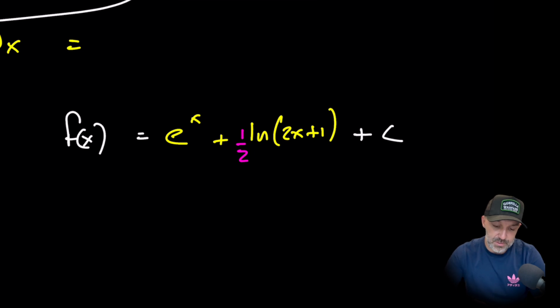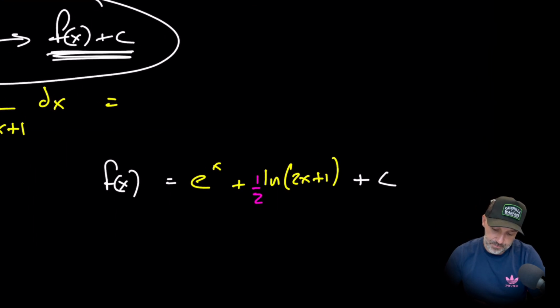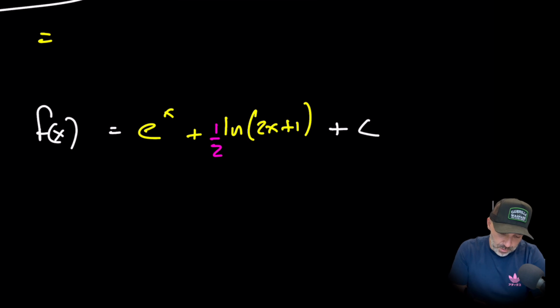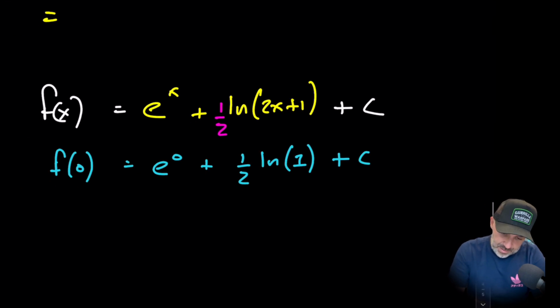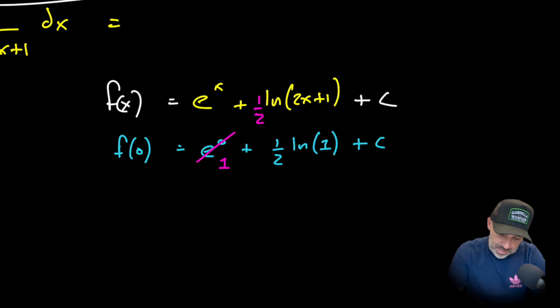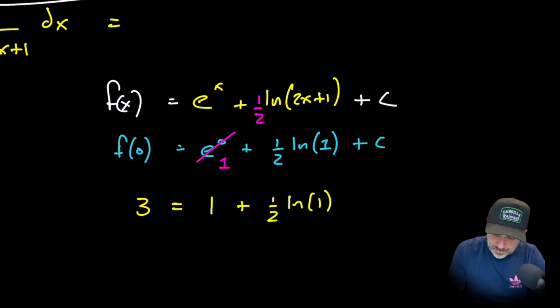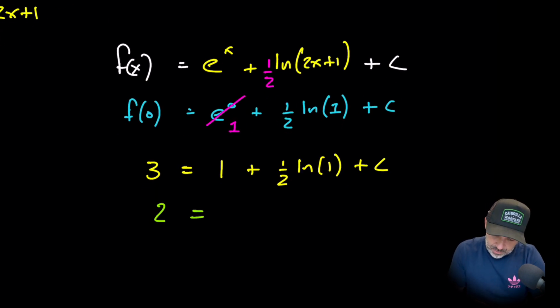Now it says that when we substitute 0 into this, we will get 3. So f of 0 is equal to e to the 0 plus half natural log of 2 times 0 plus 1, so it's natural log of 1, plus c. Now e to the 0 is actually 1, because anything to the power of 0 is 1, and we said that the output was 3. So 3 is equal to 1 plus half natural log 1, plus c. There's a little more we can do here. We can take 1 off both sides, so that's now 2 equals half natural log 1 plus c.